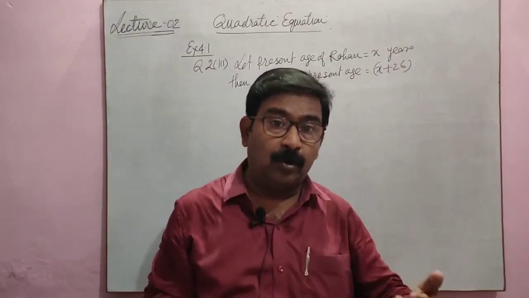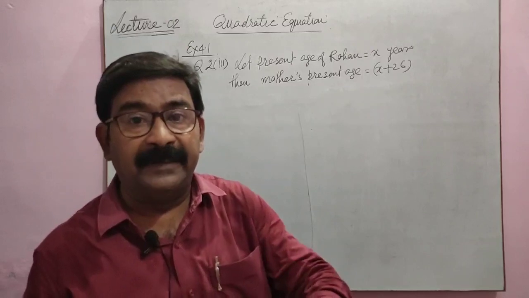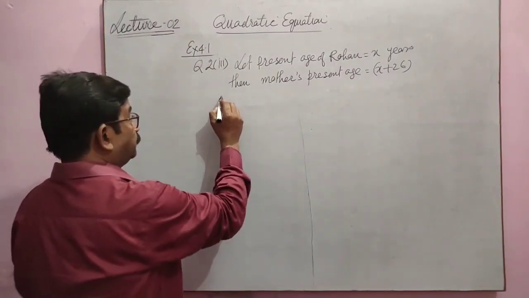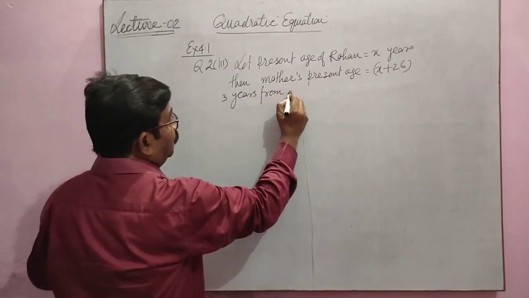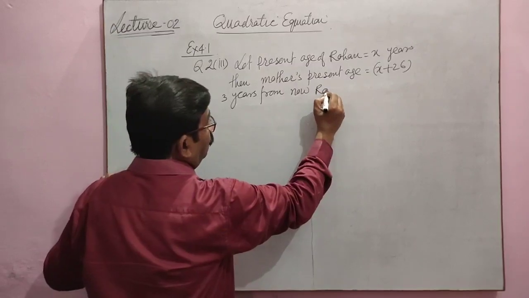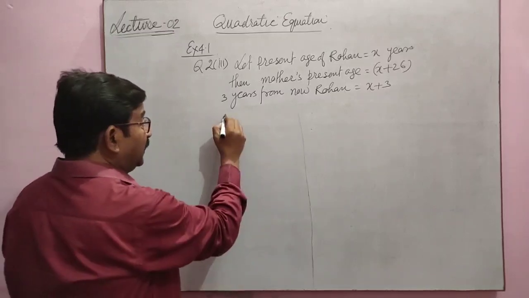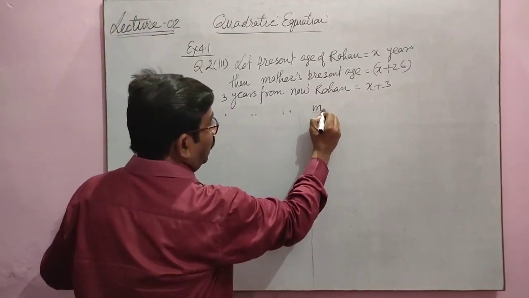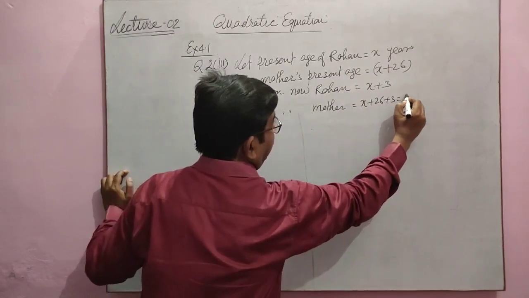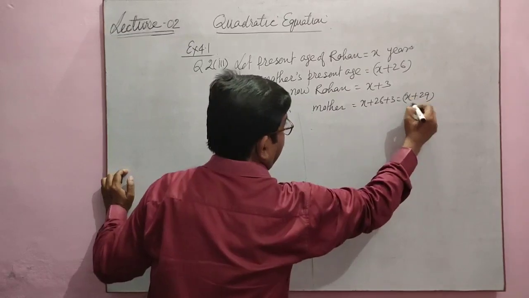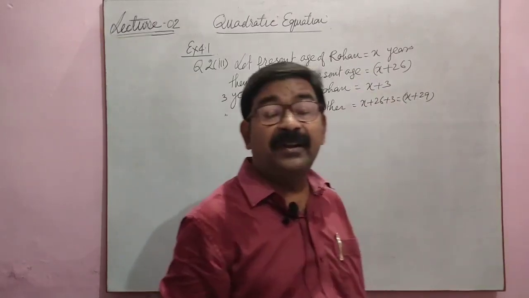3 years from now, so try to understand, 3 years from now both will be older by 3 years. So we write, 3 years from now Rohan is x + 3. 3 years from now mother is x + 26 + 3, which is x + 29. Now given in this case the product of their ages is 360.